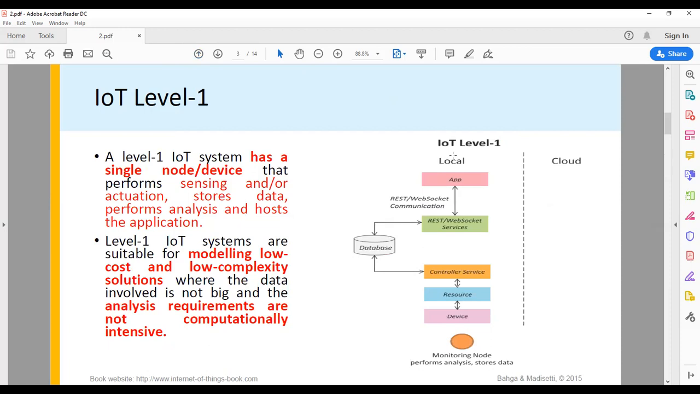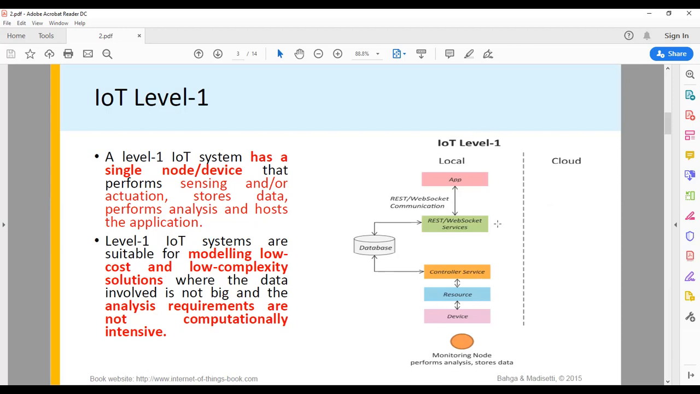You can see this is the local side of the IoT system, and this is the cloud side. In level one, all these devices, resources, controller services, database, web services and application, and the communication protocols and communication model, are all on the local side only. Only a single node is there. All the data is collected by the single node, all the data is processed by the single node, and all the actuators are controlled by the single node only.